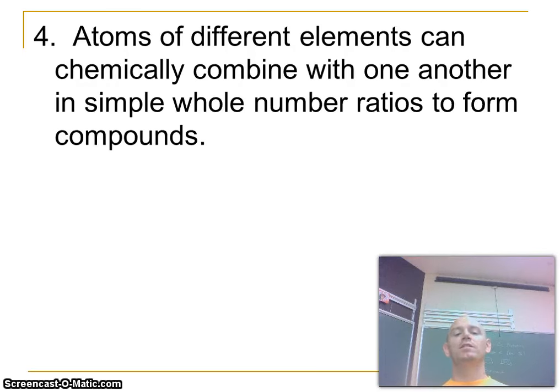Rule 4, atoms of different elements can chemically combine with one another in simple whole number ratios to form compounds. All that means is chemical formulas, right? Water is H2O. There's a reason why the ratio of hydrogen to oxygen is always the same. It's because you have 2 hydrogens and 1 oxygen. It's not some kind of random mathematical coincidence. It's because water is made up of the same number of atoms, 2 hydrogens and 1 oxygen, each and every single time, right?